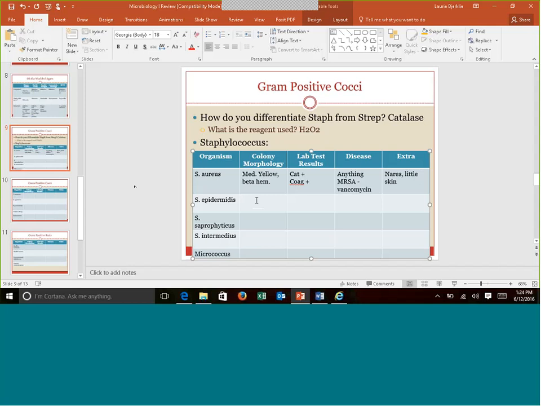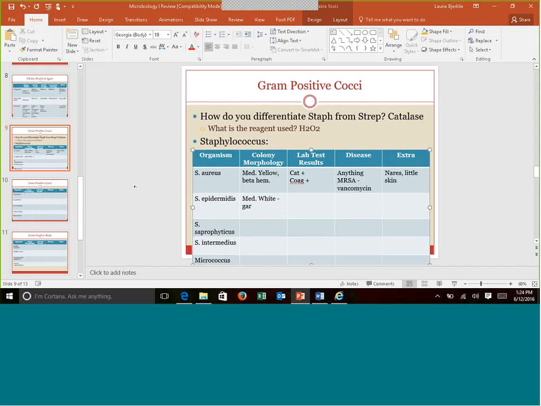All right, Staph epidermidis, or Staph epi for short. You guys, I think, have all seen this already this quarter, so you should know it's a little bit medium. They tend to be white or gray colonies that are non-hemolytic. Again, catalase positive, it is a staph, so it's definitely catalase positive. When we coagulase test it, it should very much be coagulase negative.